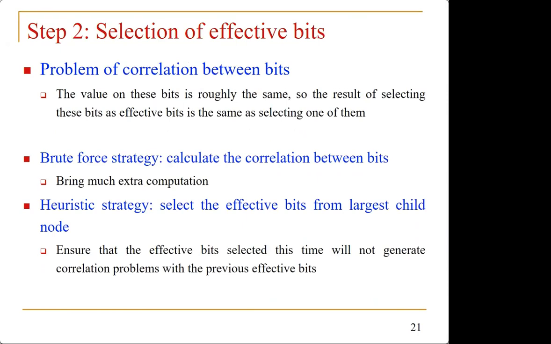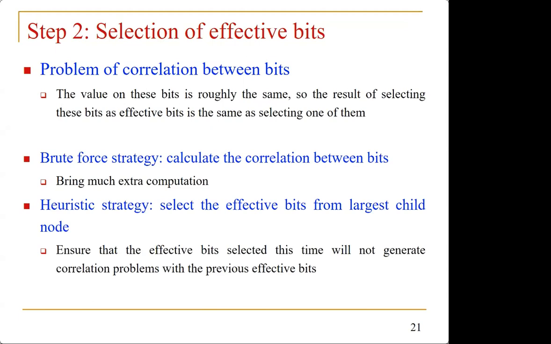When faced with large-scale rule sets, it is required to select multiple bits at a node to lower the height of the tree. In the subsequent bit selection, if we just use bit separation capability and wildcard ratio as the selection criteria, it will give rise to the problem of correlation between bits. That is, the values on these bits are always the same, so the result of selecting these bits as effective bits is the same as selecting only one of them. There are two strategies to solve the correlation problem between bits: calculate the correlation between bits, or select the effective bits from the largest child node.